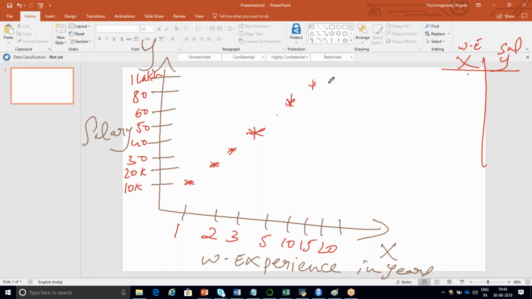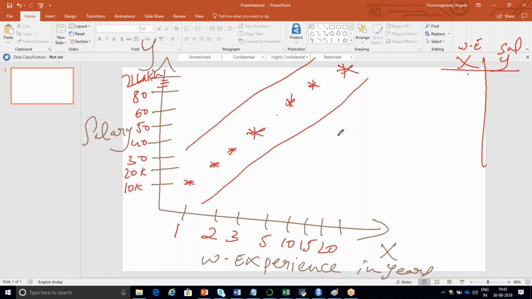With 15 years, you might expect more than that. With 20 years, you might expect more than that. So it can be up to 2 lakhs. Here 90,000, 1 lakh, 1.5 lakhs, like this. So what does this indicate? As your work experience increases, what is increasing? Your work experience is increasing, and your salary also increases.